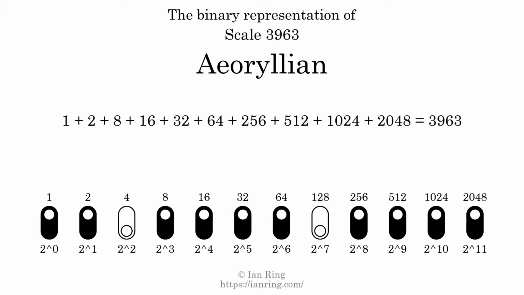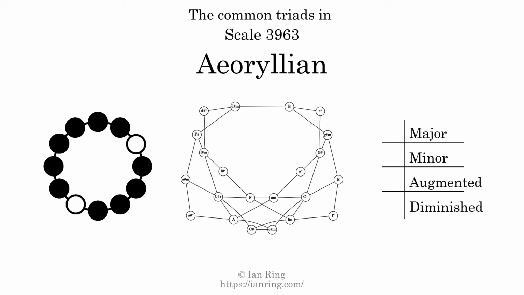3963. The scale number not only enumerates the scale with a unique index, but it also literally describes the tonal content of the scale. Represented as a binary number in base 2, the scale number is 111101111011. Here are the common triads present in this scale.